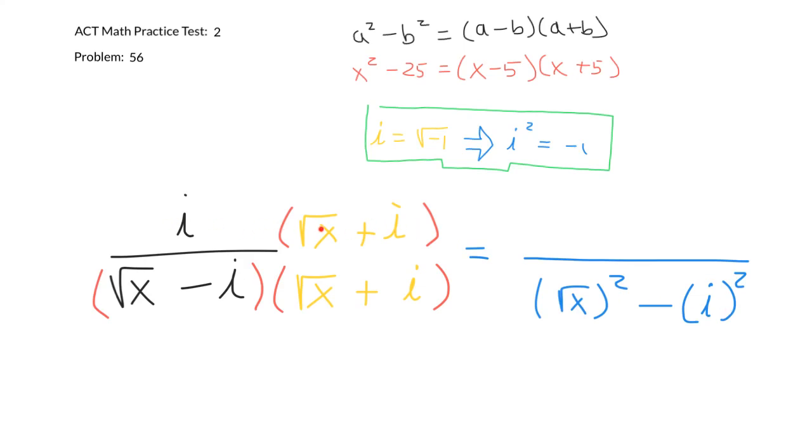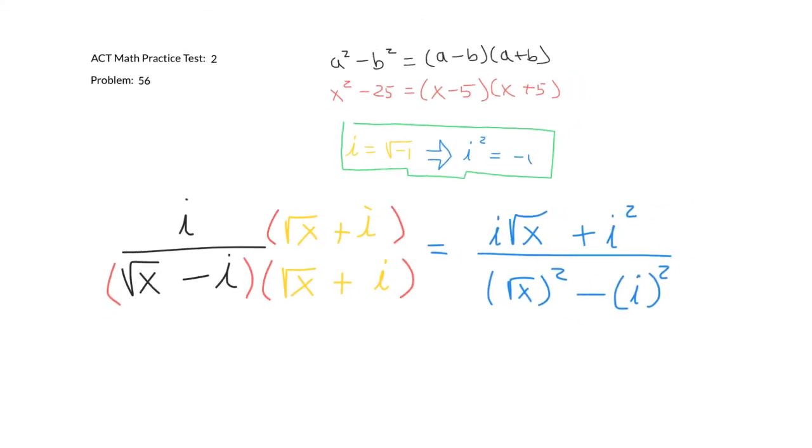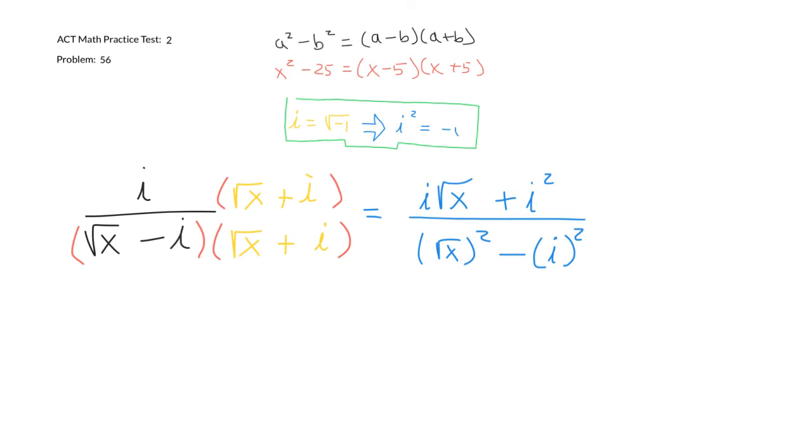Let's work out the numerator now. So what we'll have on top is just i times this entire quantity, and many of you know you could just distribute it. So it'll be i times the first term plus i times the second term. And that works out to be i times radical x plus i squared. So we're making a lot of headway for sure so far. Let's keep simplifying this situation.